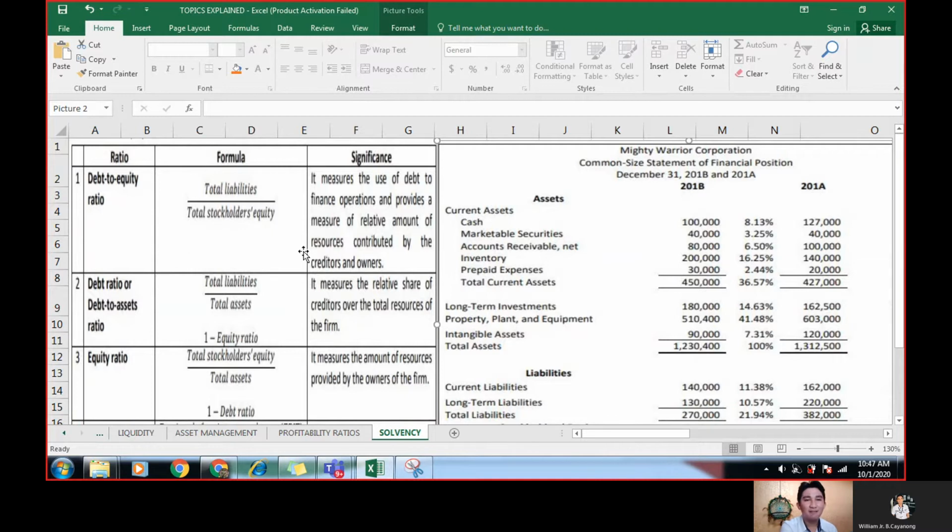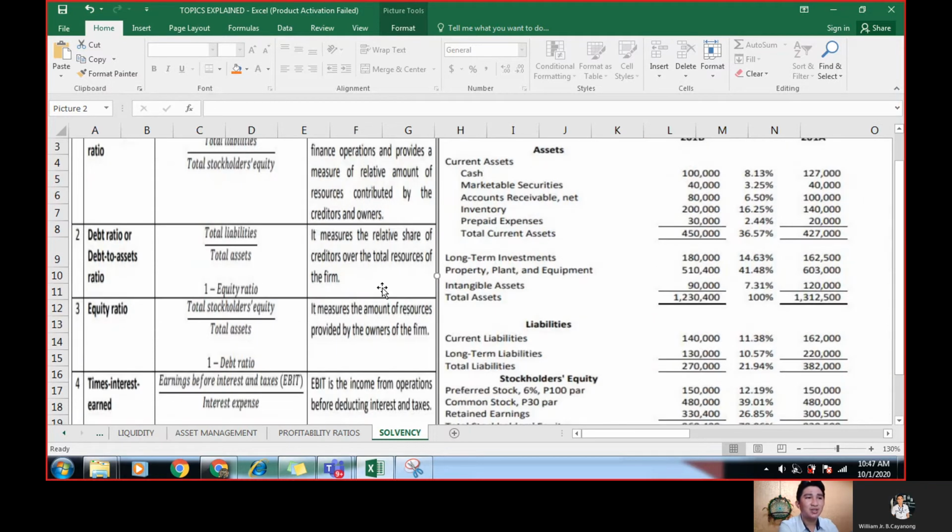So what does it mean? It measures the use of debt to finance operation and provides a measure of relative amount of resources contributed by the creditors and owners. Now, as an additional information here, kapag gumagamit tayo ng solvency ratios, it analyzes our capability to pay long-term liabilities. Okay? So kaya liabilities over total stockholders' equity. Next, debt to ratio or debt to assets ratio.